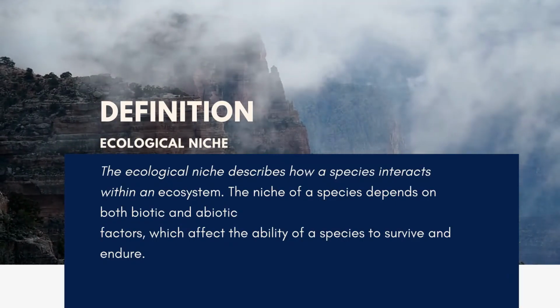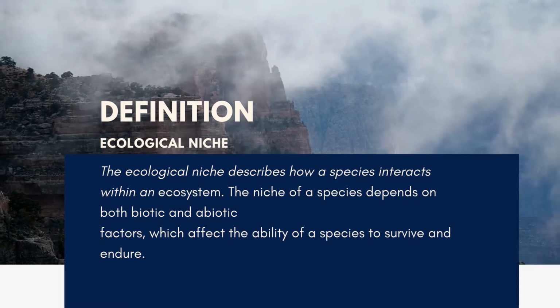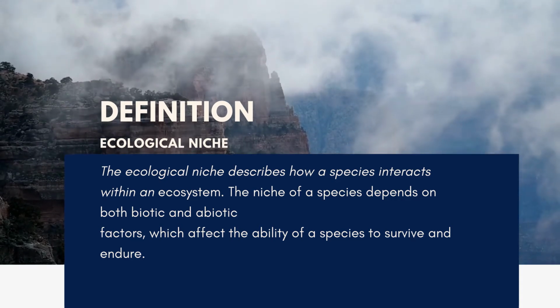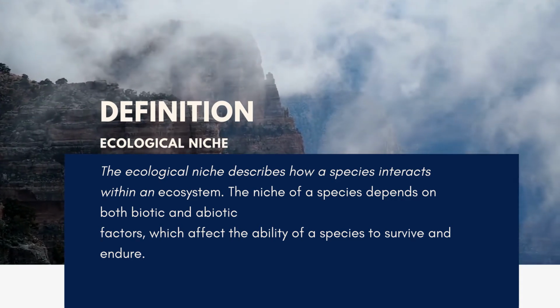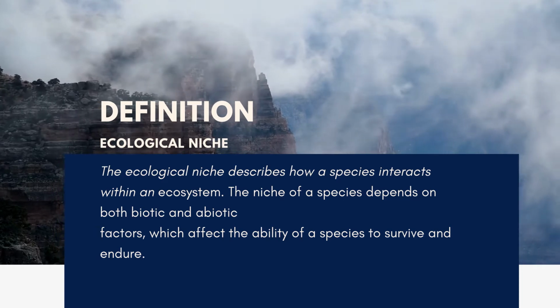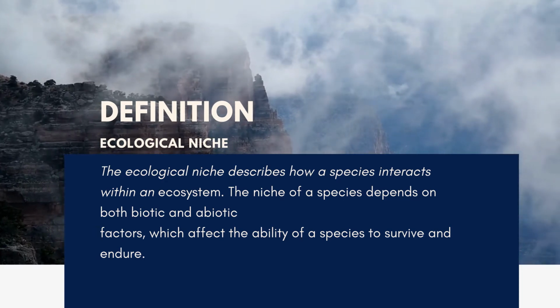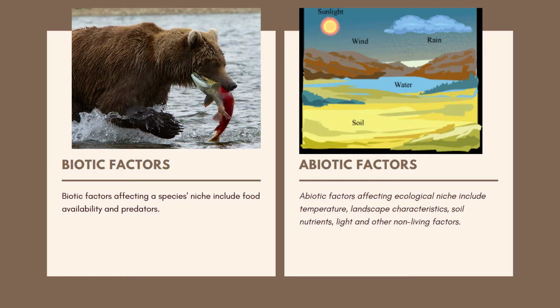The ecological niche describes how a species interacts within an ecosystem. The niche of a species depends on both biotic and abiotic factors, which affect the ability of a species to survive and endure. Biotic factors affecting a species' niche include food availability and predators. Abiotic factors affecting ecological niche include temperature, landscape characteristics, soil nutrients, light, and other non-living factors.